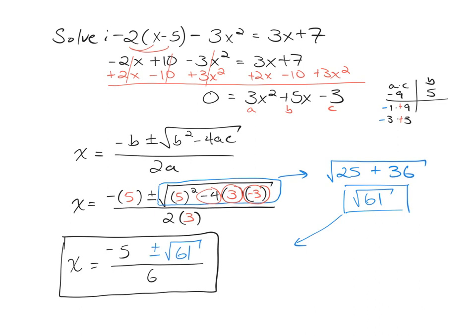Now, again, there are two answers here, one positive version, one negative version, so you could write this out 2 times. Negative 5 plus square root of 61 over 6, and the other answer would be negative 5 minus square root of 61 over 6. But for most college, even high school courses, it is okay to leave the plus minus here. Let's take a look at the next example.